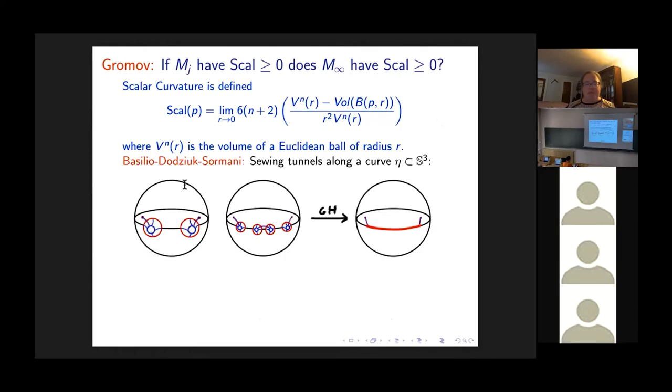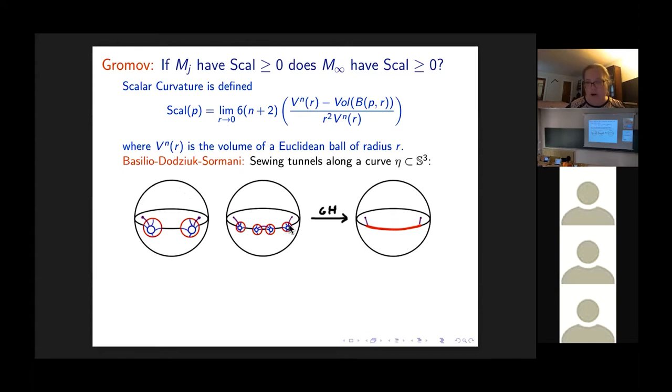So then what happened is that Basilio Dajczer and I decided to sew tunnels along a curve. So you have an S3 here, and for the first term in our sequence, we cut out 2 balls, and we take 2 half Schwarzschilds here, and then we glue this ring to this ring, so that this purple path starting here can run through this, jump over here instantly, and come out. So that makes the distance between these 2 points quite small. Other distances will be along the sphere.